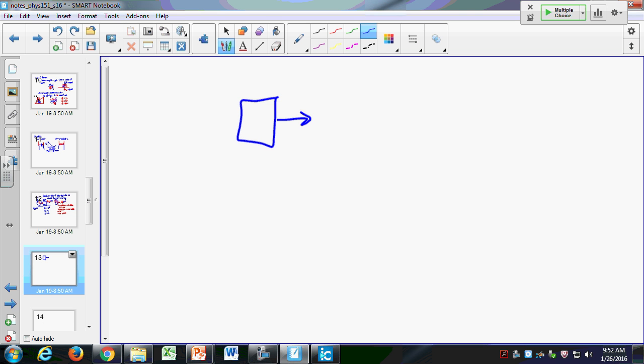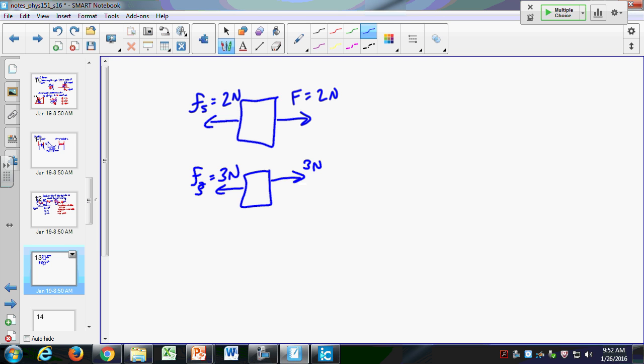If I have a force equal to 2 newtons, my static frictional force is 2 newtons. If I have a force of 3 newtons, my static frictional force is 3 newtons, and so on, until the object moves, and then static frictional force doesn't apply anymore. So that's where that less than or equal to comes from.